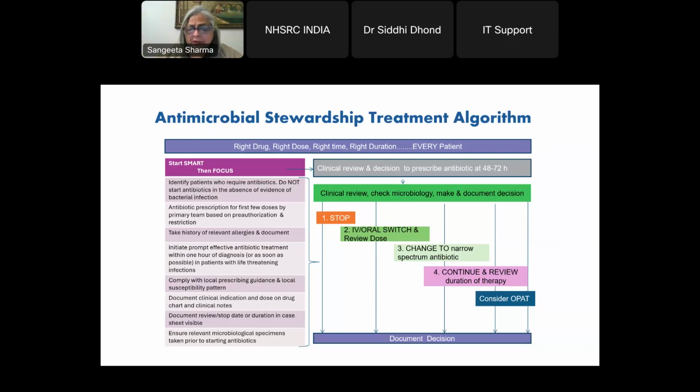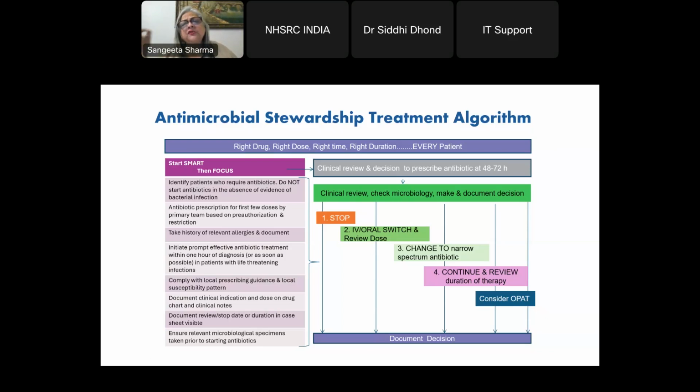So this is the algorithm that you can see, starting of antibiotic, then continuation of antibiotic. These are all considered decisions that should be based on sound reasons, logic, justification behind it. It cannot be a gut feeling. Yes, I feel this will be an infection. By this time, after 48 to 72 hours, you have the reports available with you, you have the response of the patient coming in, so you are in a better position to decide.